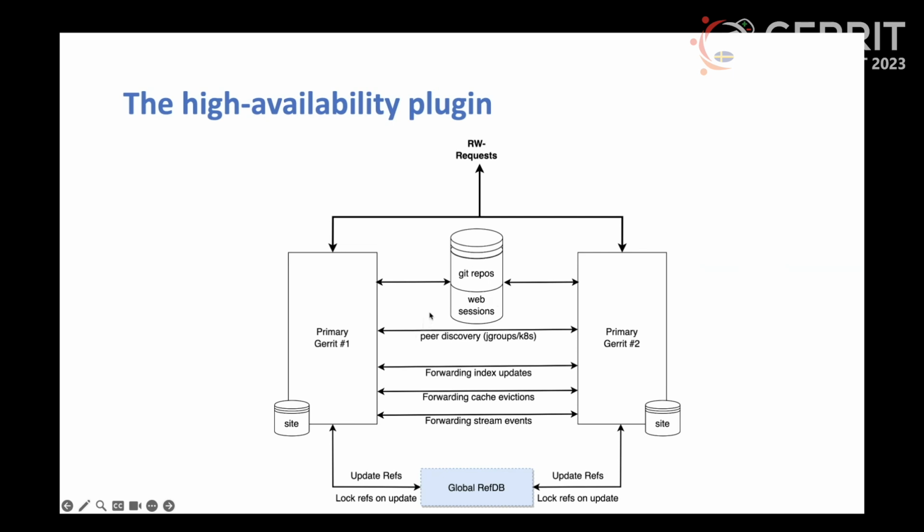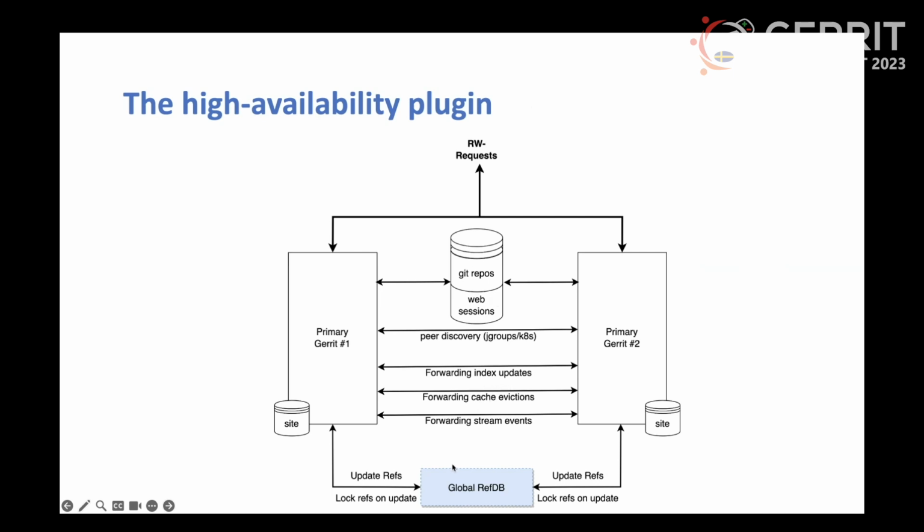And for peer discovery, we use JGroups. That's a feature that's already been available for some time. And we have now added support so that JGroups can find its peers by asking the Kubernetes API server. Knowing its peers, it can then forward index updates, cache evictions, and stream events, so that changes happening on one primary Gerrit can also update the state on the other Gerrit.